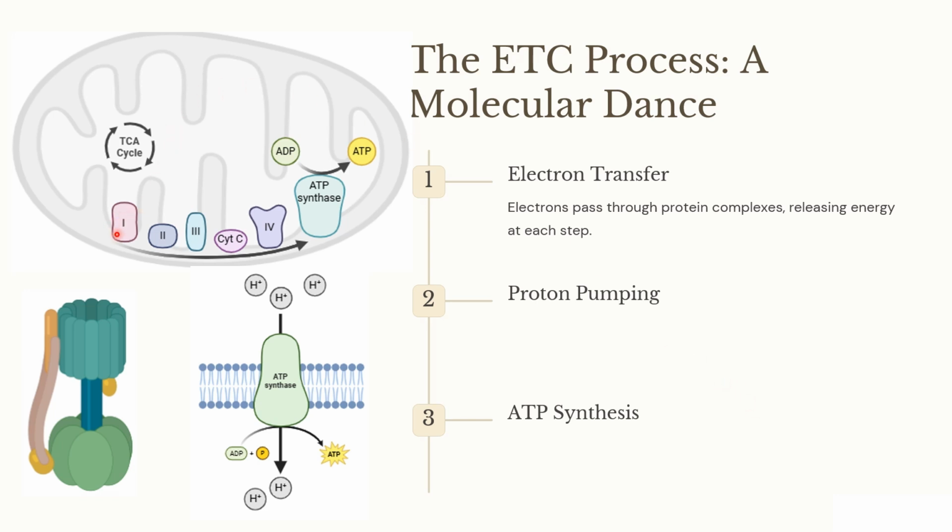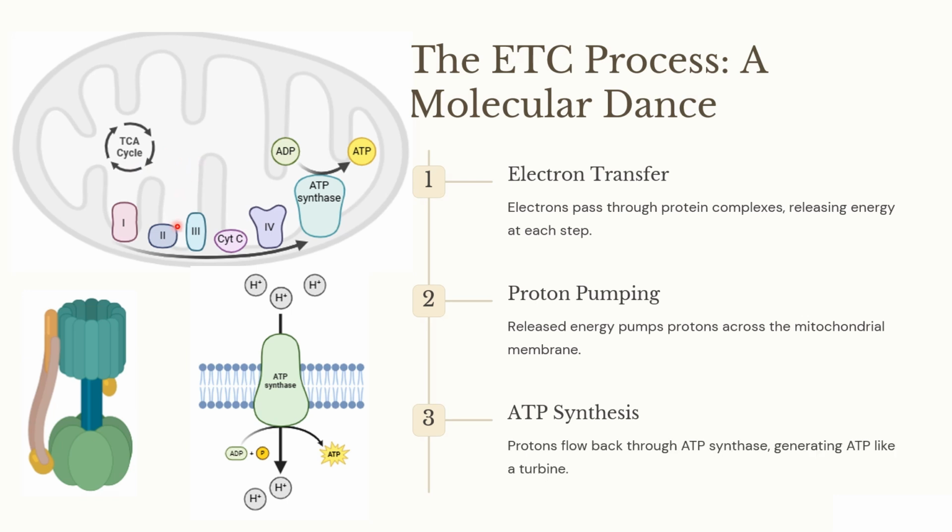How does the proton pump? That is because the electrons, when they move through the protein complexes, release energy at each step. The released energy will pump protons from the mitochondrial matrix into the intermembrane space, which is the space between the inner and the outer mitochondrial membranes. Now the concentration of protons is higher in this intermembrane space, isn't it? So this creates a proton gradient, meaning there are more protons in the intermembrane space than in the matrix.